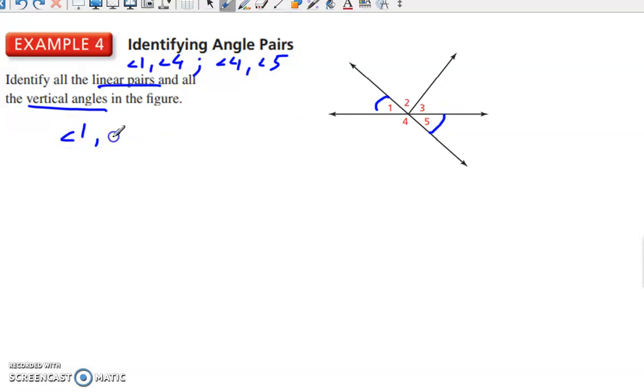And then vertical angles, we only have 1 and 5. Angle 1 and angle 5, because 2 and 4 are not. Even though we have opposite rays here, we don't on the other measure.